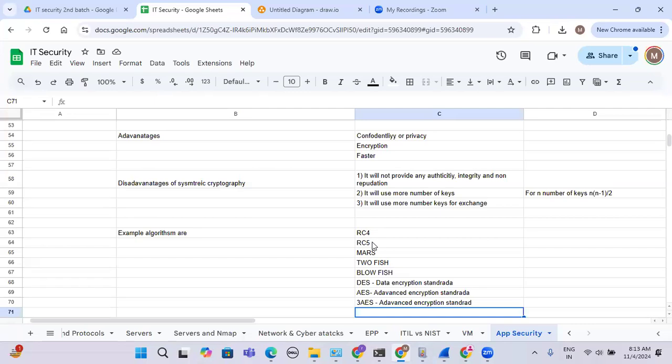If you are going for the CISSP book, we have more than 50 algorithms across the symmetric and asymmetric side. Okay. So these are a couple of the algorithms.